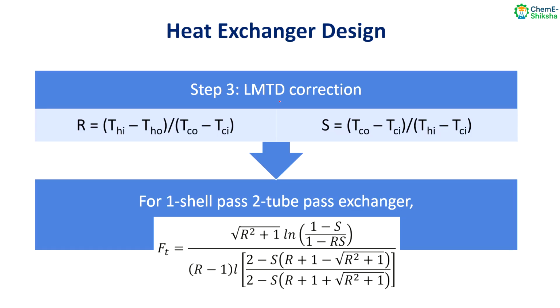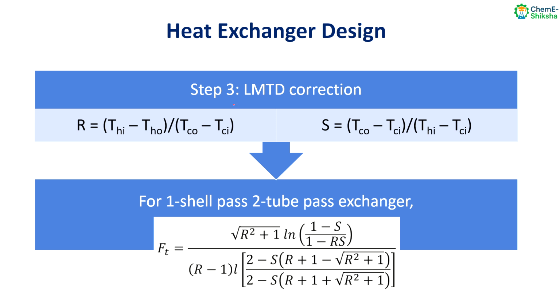Now after calculating the LMTD, we need to calculate the LMTD correction factor, because the heat exchanger might not be only one shell and tube pass. It might be one shell pass, two or four or six or eight tube passes, or multiple shell passes also can be possible. So we need to correct the LMTD.